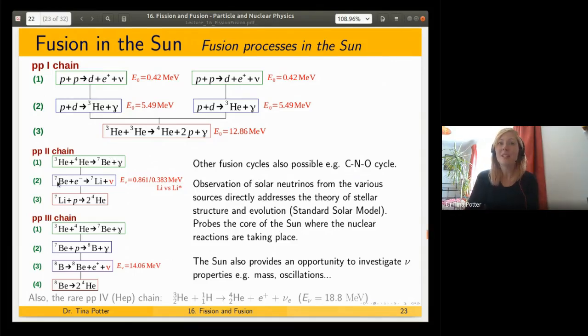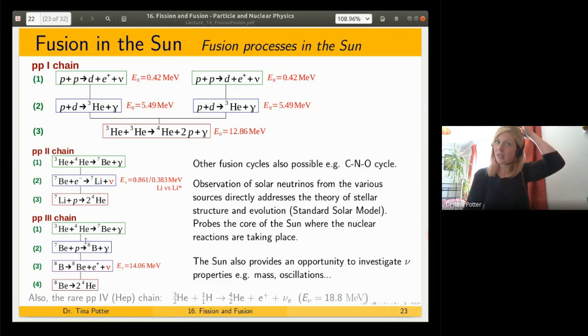This will undergo beta decay. Sorry, this can capture an electron, undergo electron capture, which is a type of beta decay, and change into lithium and a neutrino. And we can have a look at those neutrinos. And then the lithium can fuse together with another proton to give us a couple of helium-4s. So helium-4 is produced not just in the pp1 chain, but in the pp2 and pp3 chain here.